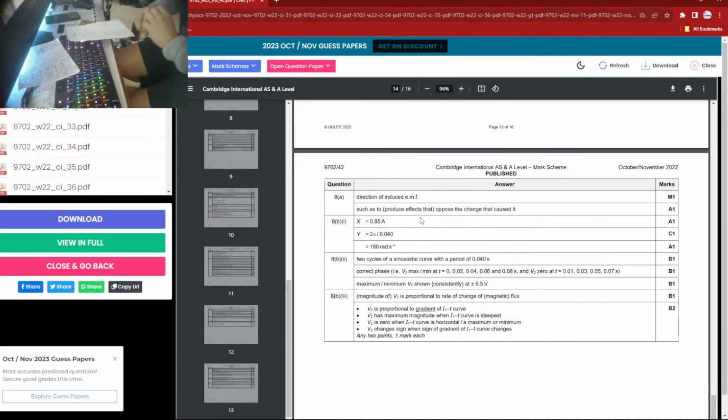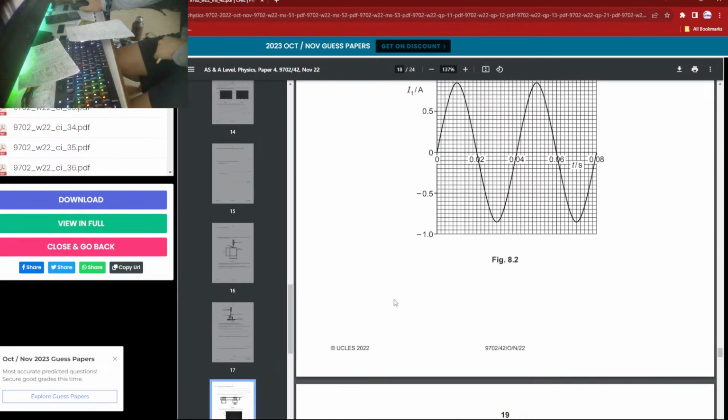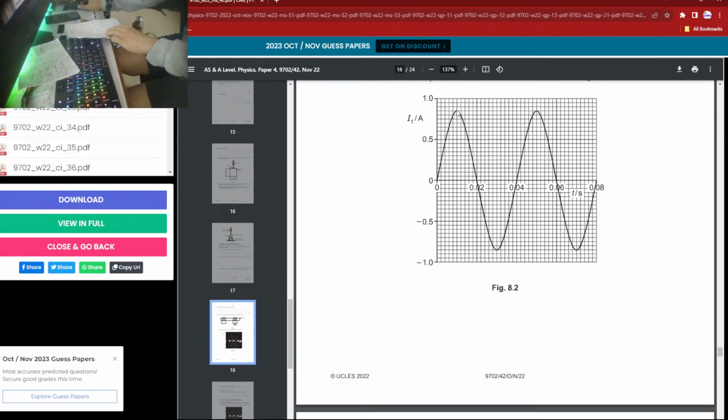Next one, this one is really similar to all papers. They always show you this, and you just have to remember that this is the maximum of whatever is being asked here. It could be V, it could be I, and this one would be the angular frequency. So first one, X would be over here, which is 0.85, and t 0.04, so 2 pi over 0.04 is 157.